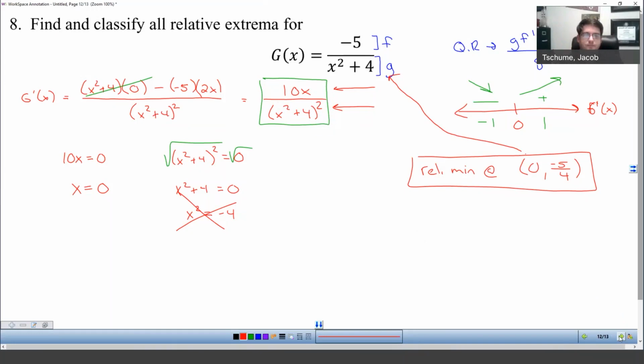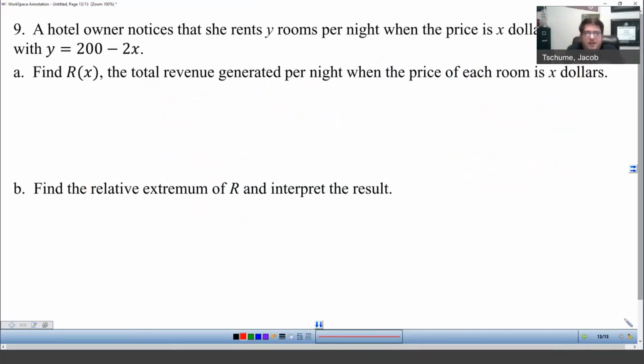All right, so let's end with a nice little word problem here. So number 9, a hotel owner notices that she rents Y rooms per night when the price is X dollars per room, with Y equaling 200 minus 2X. Find the revenue function, which is the total revenue generated per night when the price of each room is X dollars, and then find the relative extremum of R and interpret the result.